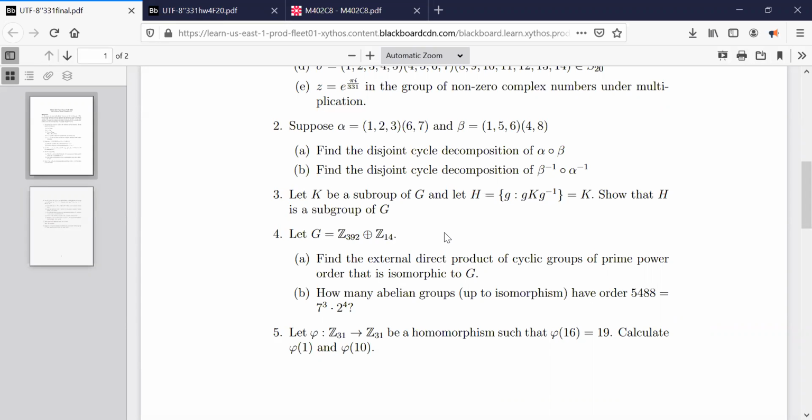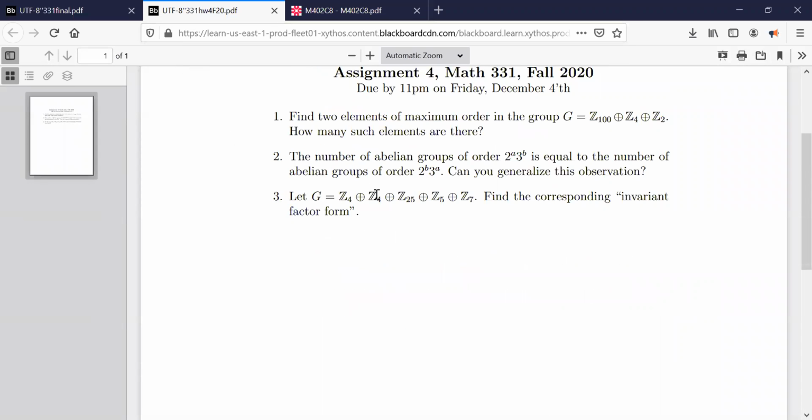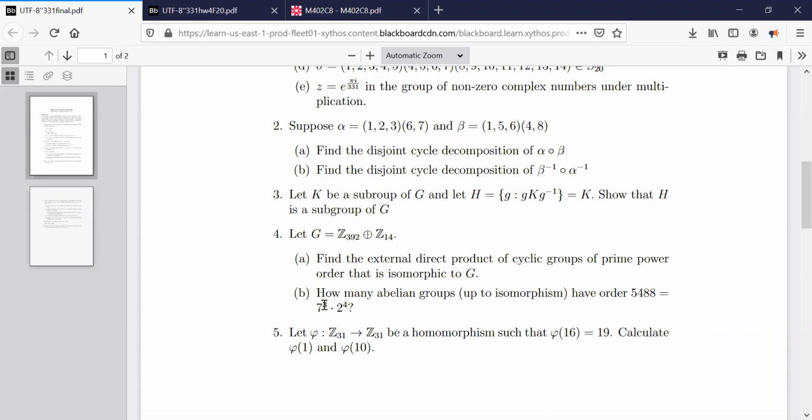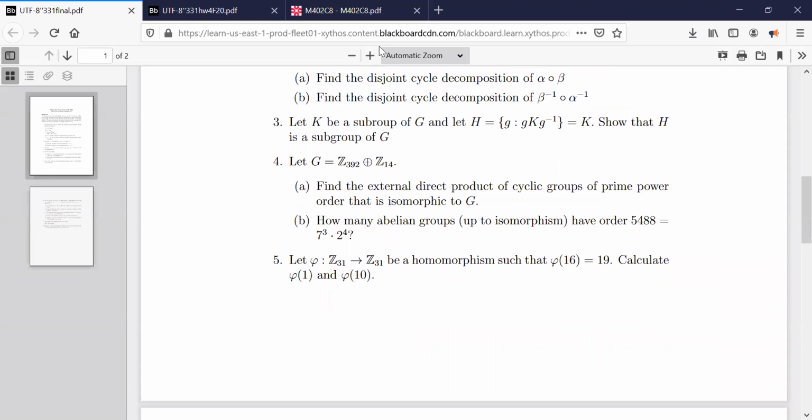And then for B, how many different abelian groups up to isomorphism have this order? That is basically the same thing, using the same theorem that we referenced here: it's just going to be the number of partitions of 3 times the number of partitions of 4, because it's the different number of ways that we can partition these powers, right? Does that make sense to people? Yes. Okay. Any other requests?